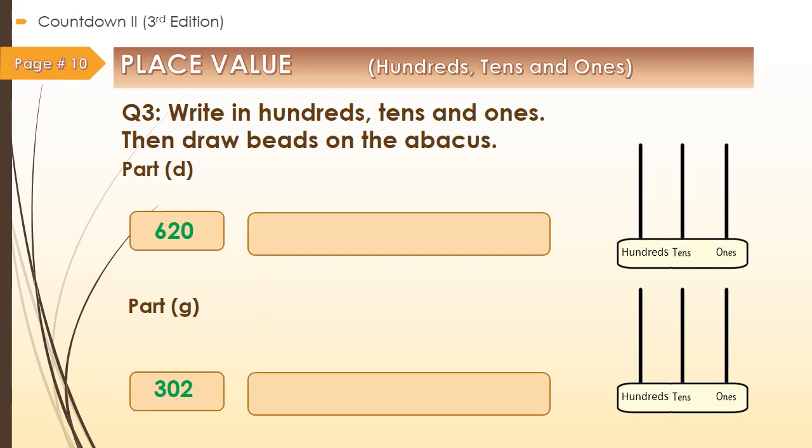Page 10, question number 3. Write in hundreds, tens and ones. Then draw beads on the abacus. Part D, 620. Part G, 302. We will write this number in hundreds, tens and ones, and then we will show this number with the help of beads on the abacus.